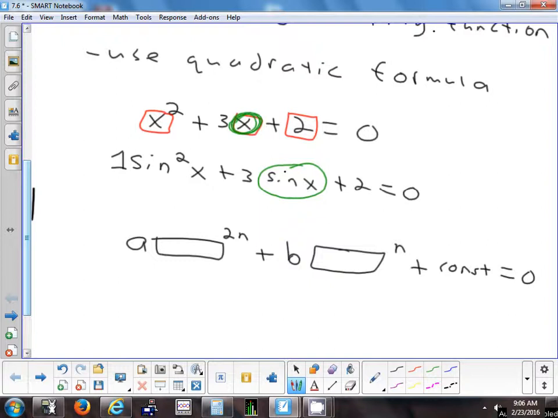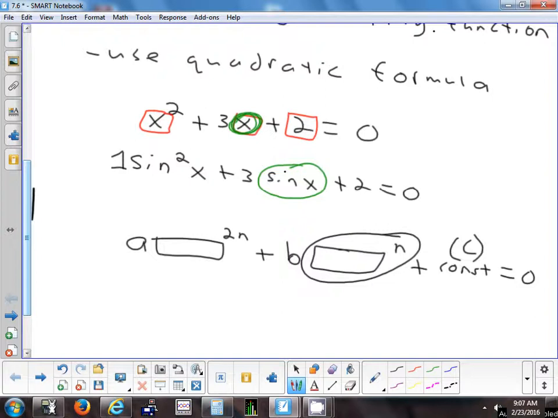Notice the way I wrote the exponent. I didn't just write a 2 here and a 1 here. Quadratic equations happen anytime the first exponent is double the second. It could be 4 and 2. It could be 6 and 3. It could be 10 and 5. Anything like that is a quadratic equation, and you're always solving for what's right there. Most of the time for us, it's going to be either sine or cosine. And the constant is c in the quadratic formula.